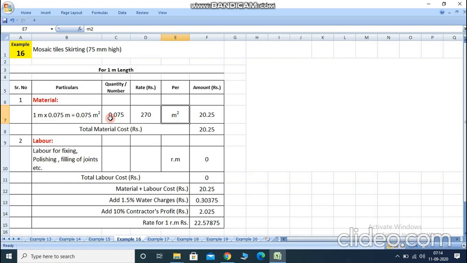Similarly, for the labor cost for fixing, polishing and filling the joints, etc., per running meter labor cost is 50 rupees. As per the textbook value, we take the rate. So 50 multiplied by 1. So per running meter labor cost for fixing, polishing and filling the joints etc. is 50 rupees.